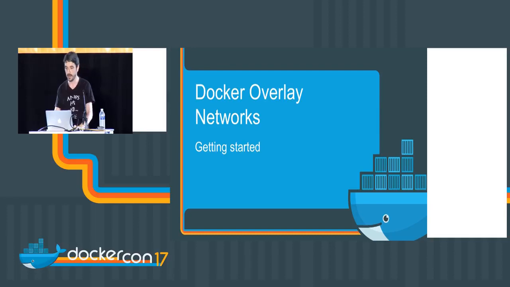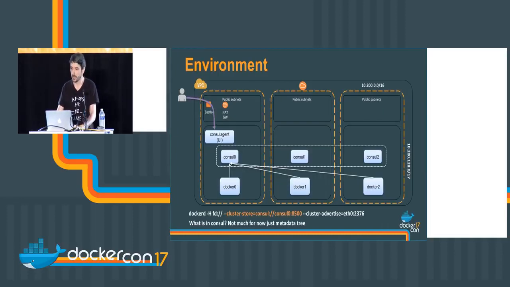So let's get started. First of all, here is the environment I'm going to use for the demo, because most of the talk is going to be demo based. All the environment is running inside AWS, so don't focus too much on the detail. What's most important on this slide is we have 3 Docker engines at the bottom, on 3 different machines, on 3 different subnets. And we have a Consul cluster that we use as a key value store.